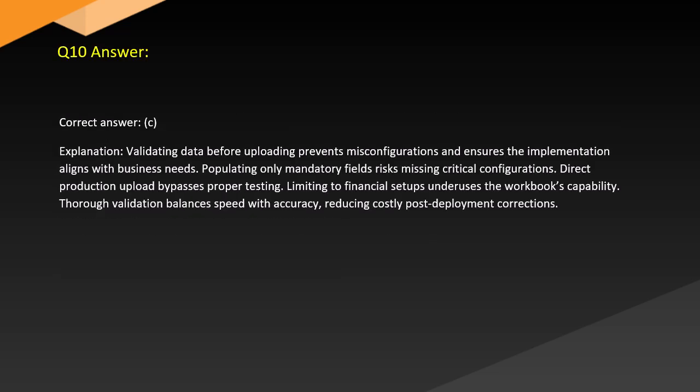Answer. Correct answer: B. Explanation. Validating data before uploading prevents misconfigurations and ensures the implementation aligns with business needs. Populating only mandatory fields risks missing critical configurations. Direct production upload bypasses proper testing. Limiting to financial setups underuses the workbook's capability. Thorough validation balances speed with accuracy, reducing costly post-deployment corrections.